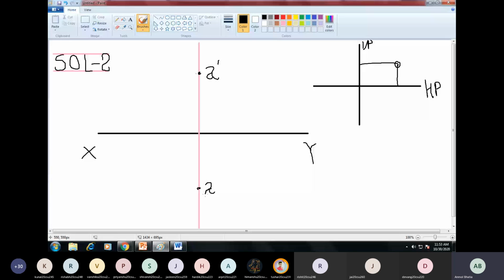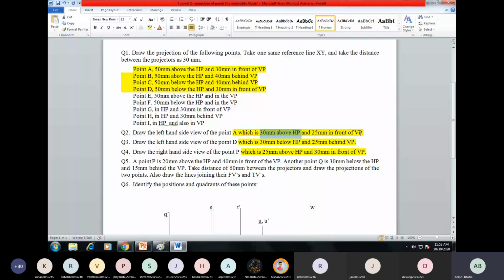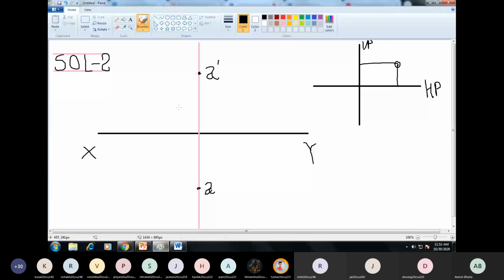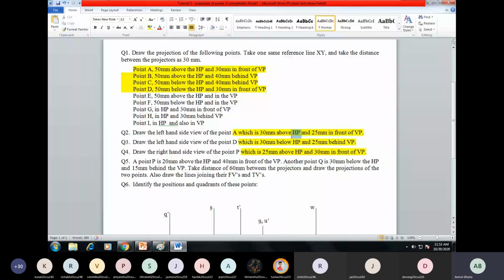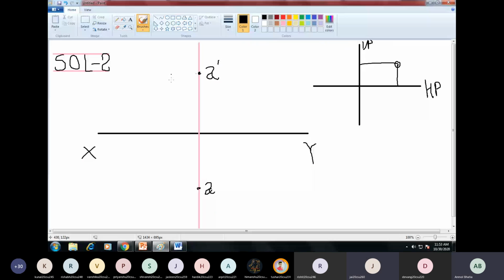And I've told you that we always link the distance of HP with the front view, and the distance of VP with the top view. So what is the distance of HP there? 30, and VP's distance is 25. So we have two distances, and we shall be making the dimension line to represent the distances. So this is the dimension line I'd be sketching.